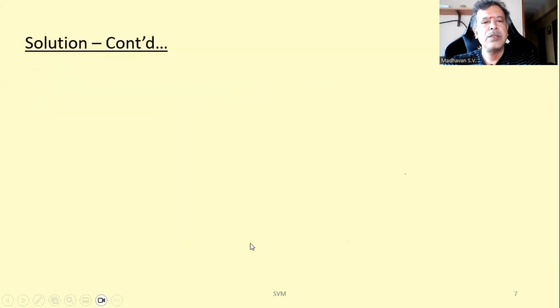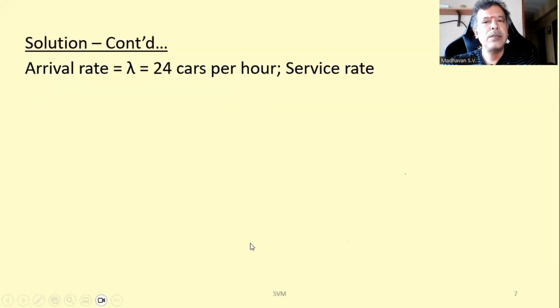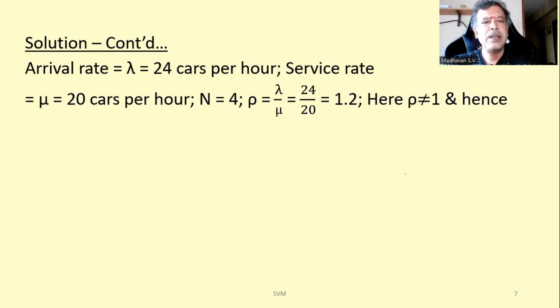Now let us proceed solving the questions. The question has specified that the arrival rate is 24 cars per hour, so lambda value is 24. Service rate is specified in the question as 20 cars per hour, so mu value will be 20. Capital N, that is the restriction, is specified as 4. So our utilization factor is rho, which is lambda by mu, that is 24 by 20, which becomes 1.2.